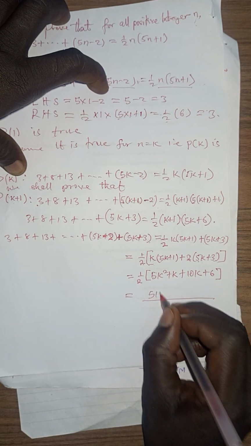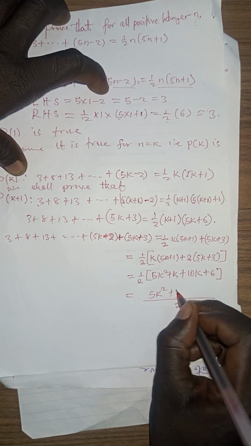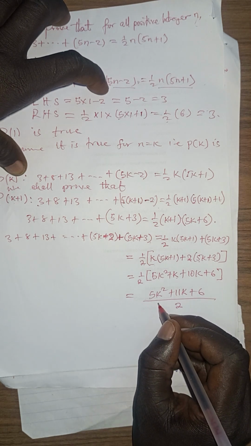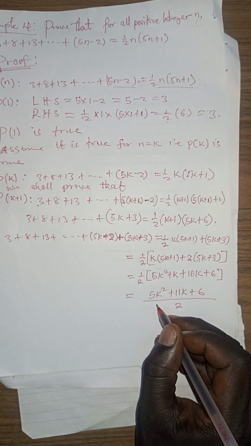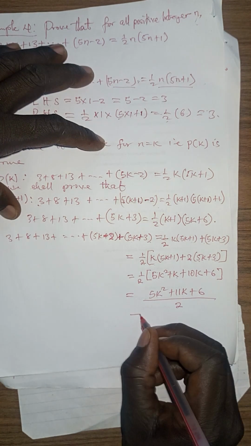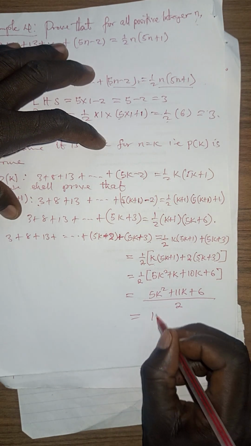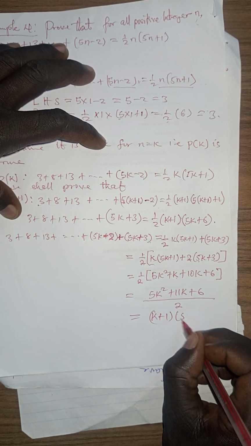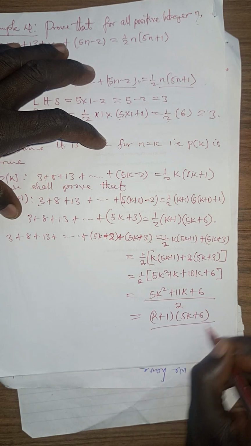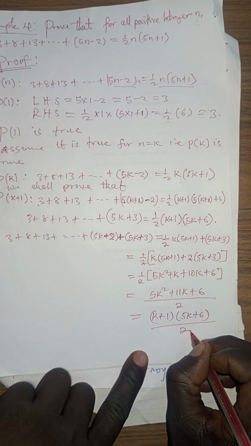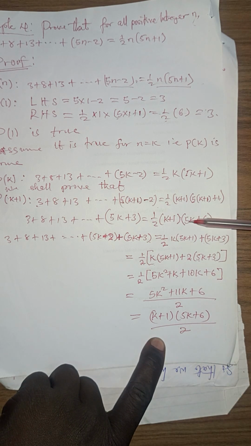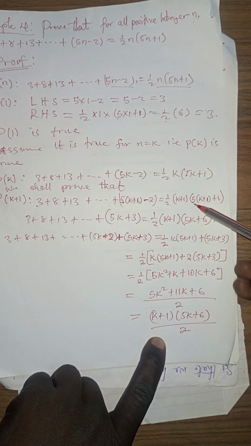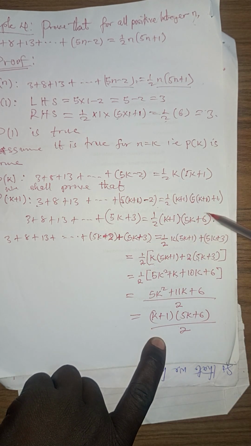So what we have here is all these terms over 2. We have 5k squared plus k plus 10k, plus 11k plus 6. To factorize this, it is given by k plus 1 into 5k plus 6. And when you factorize this, we have k plus 1 into 5k plus 6 divided by 2. And if you look at this, it's the same thing as when you substitute n equals k plus 1. So what we wanted to prove, this is it. We have proved it here.